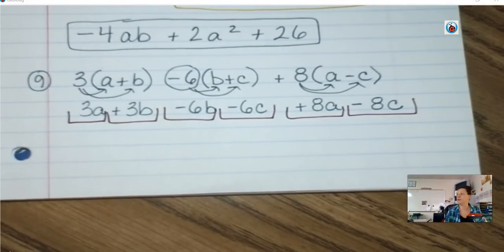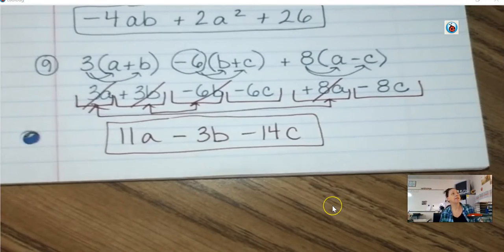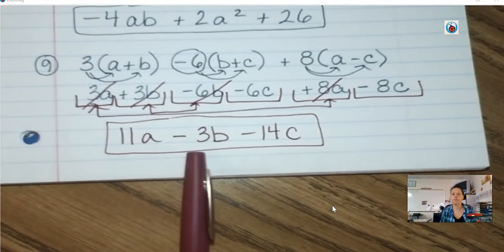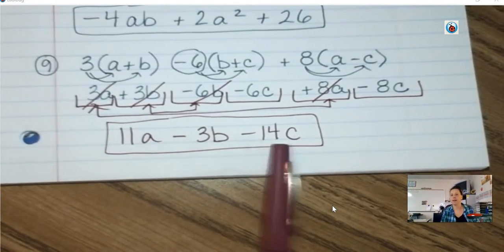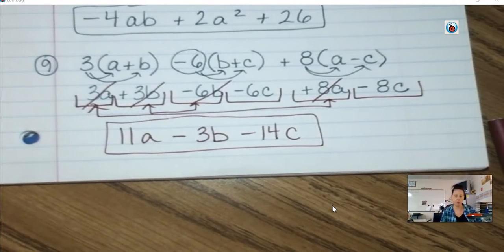And combine your like terms. It looks like everything has a degree of 1, so I would just put stuff in alphabetical order. So do your A's first, then do your B's, then do your C's. Okay, go ahead and finish that one. Okay, final answer, 11A minus 3B minus 14C. It has 3 terms. It is a trinomial.